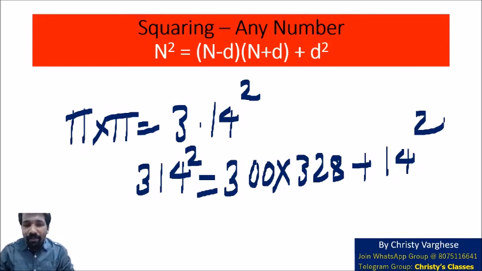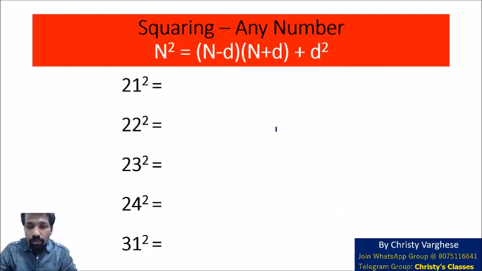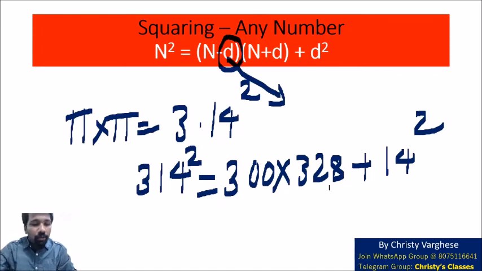This method, what base you want to take is totally your freedom. You can take any distance. Sometimes a bigger distance may be better. Taking 14 distance is better than taking 4 distance. If you take 4 distance also, you will get the same answer. So 300 into 328.